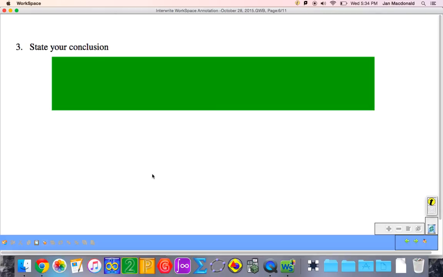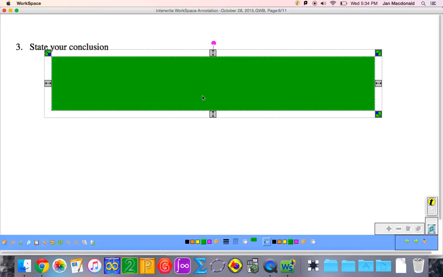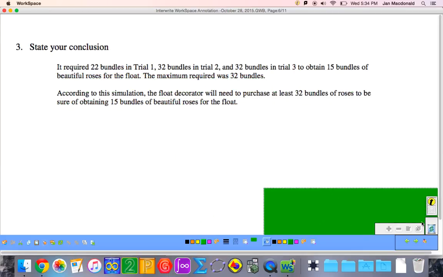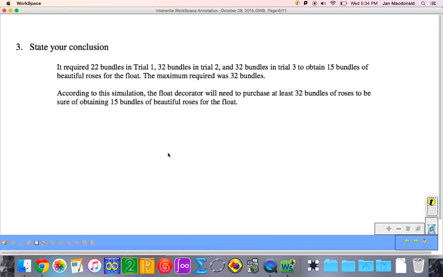So according to this simulation, the float decorator would need to purchase at least 32 bundles of roses to be sure of obtaining 15 bundles of beautiful roses for the float. Because clearly 32 showed up twice, where we obviously want to have enough that our float looks fabulous. Okay, so again, take a minute to write this down.